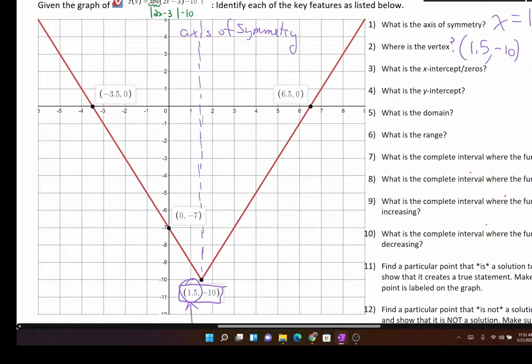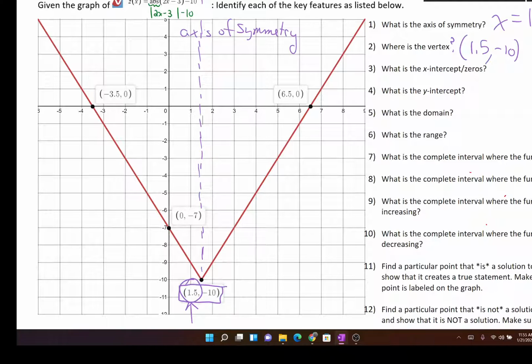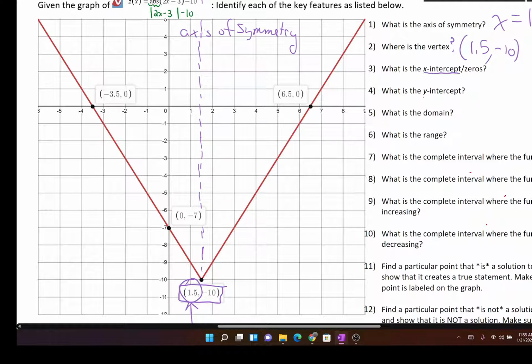Now, the next piece, these next two questions come from Math 1. What is your x-intercept? What are your zeros? What is your y-intercept? And I'll tell you, x-intercept, you should have heard. Y-intercept, you should have heard in your Math 1 class. And they have all been marked. So this is my x-intercept. This is my x-intercept. And this one down here is my y-intercept.